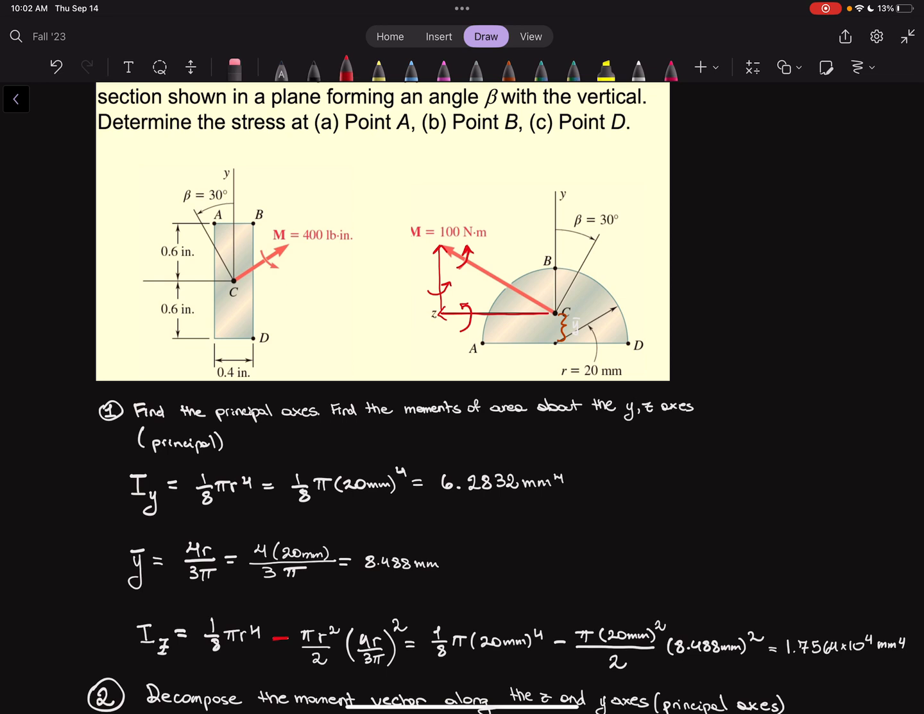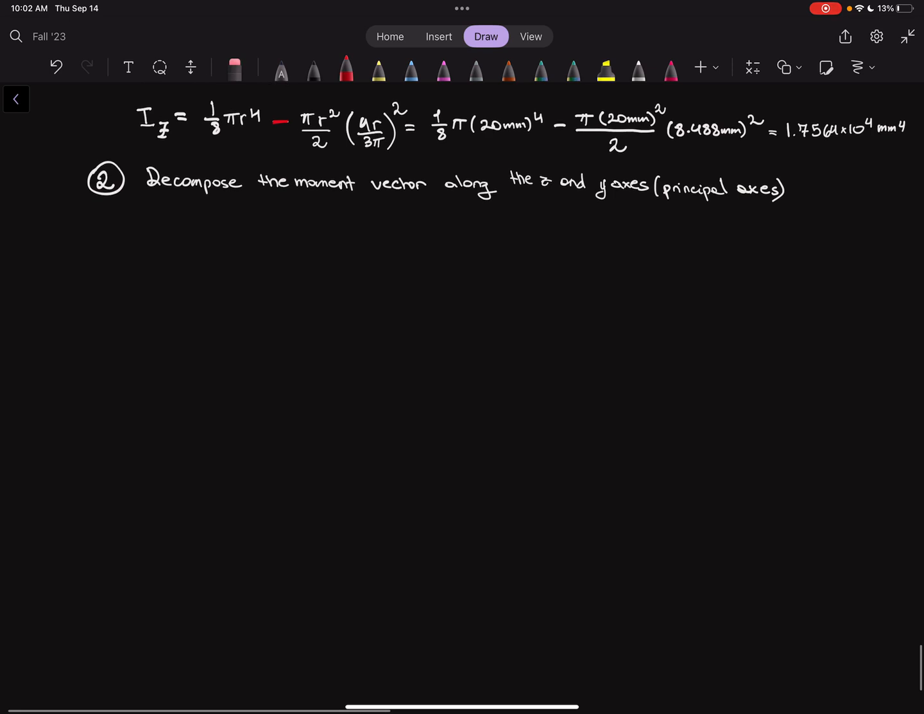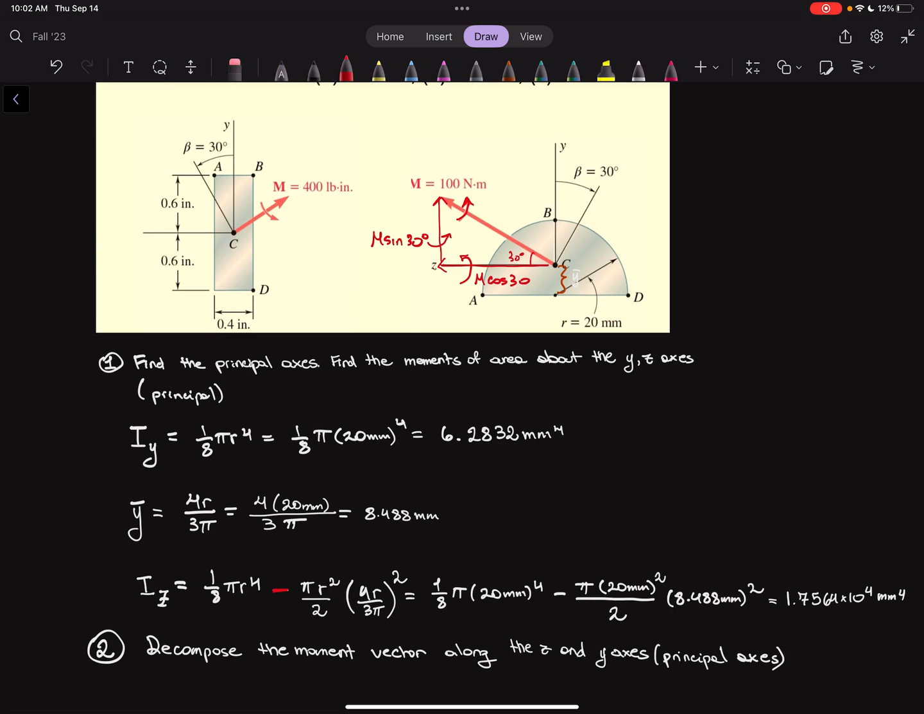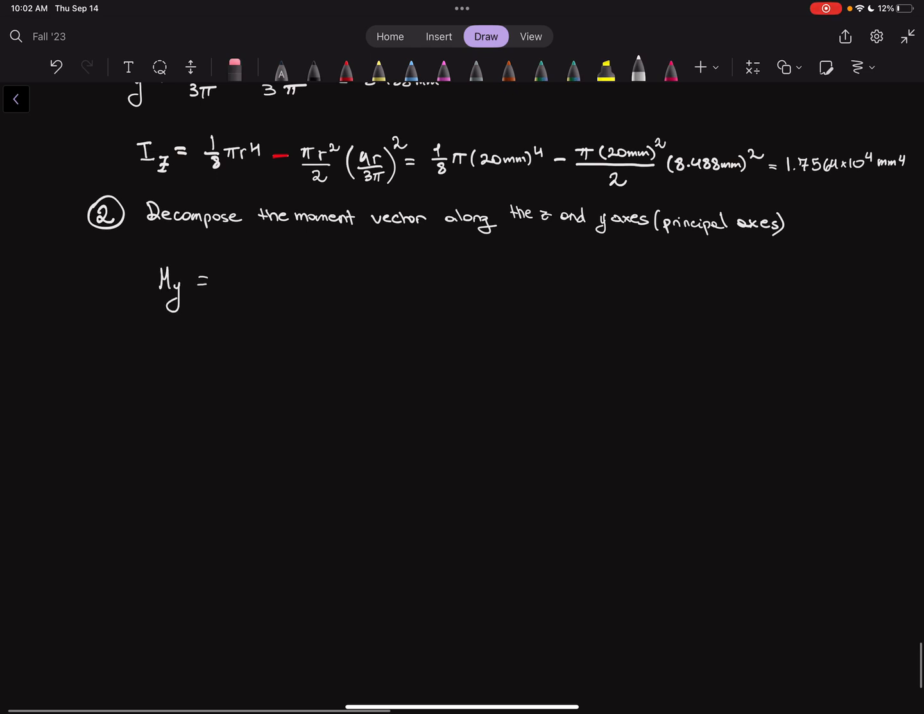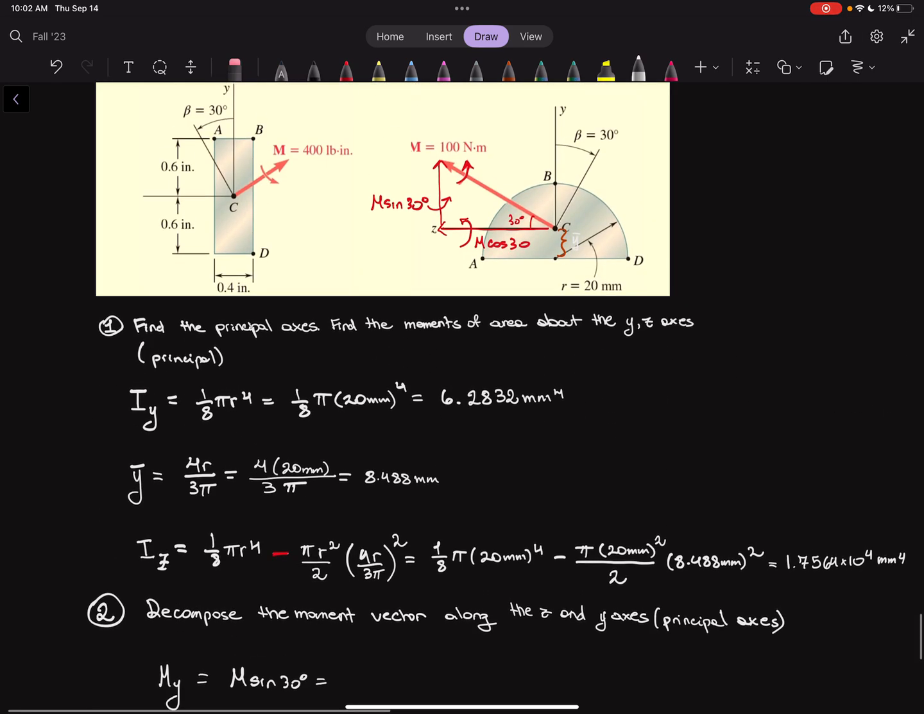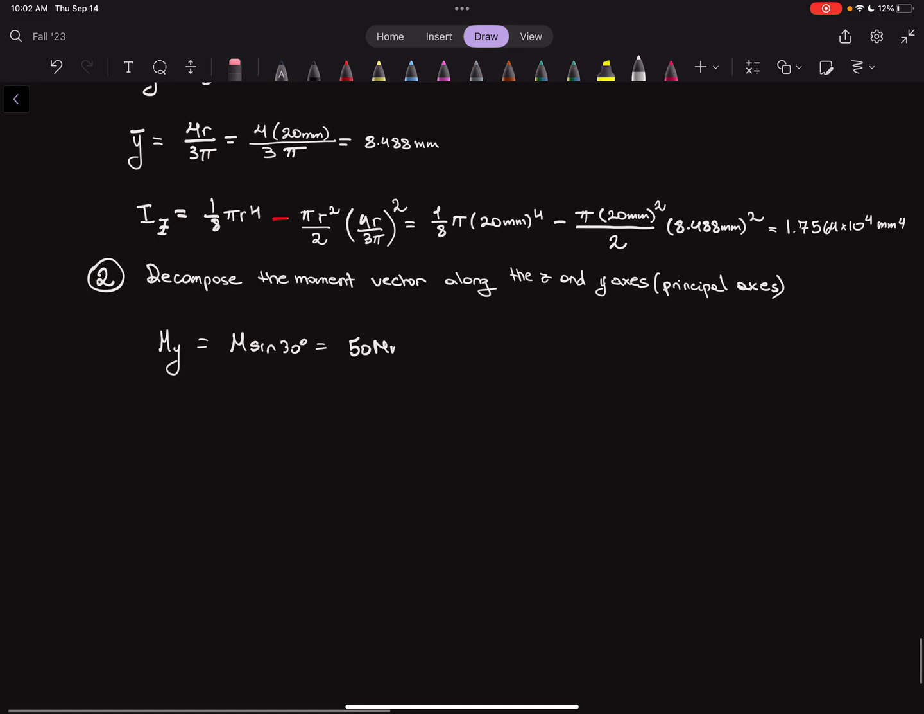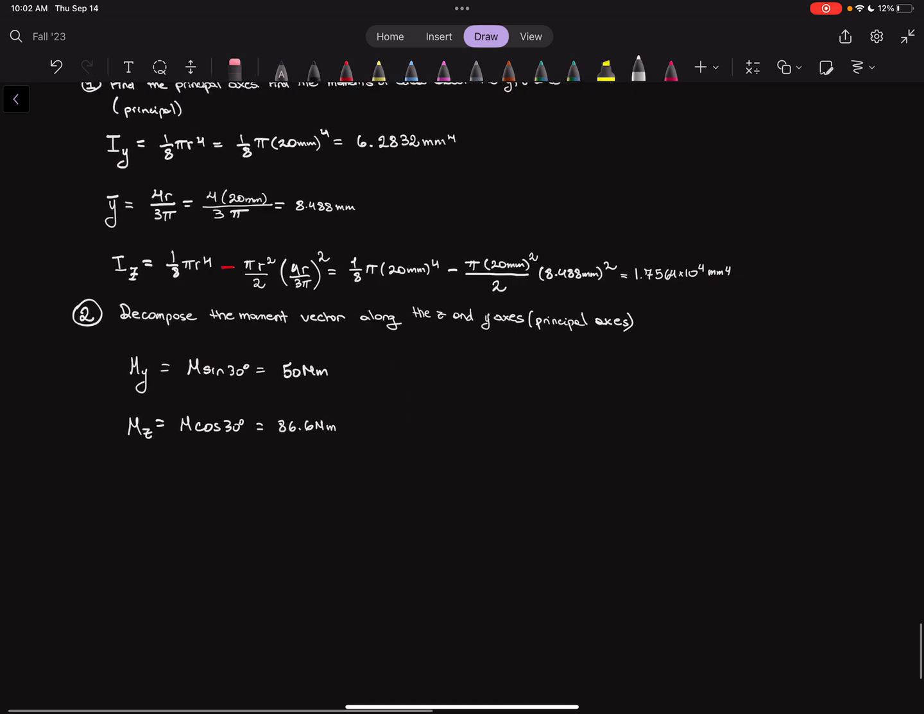So what we're going to do is say, hey, this is also 30 degrees. So I can decompose this into m cosine 30 degrees and this one into m sine 30 degrees. So let's do that. The one that is parallel to the y-axis, we'll call it My. My is going to be m sine of 30 degrees, which is equal to 100 divided by 2, which is 50 Newton meters. And Mz is going to be m cosine of 30 degrees, which is still going to be 50, but now I'm going to have to multiply by the square root of 3, and we get 86.6 Newton meters. All right, so we did step 2.